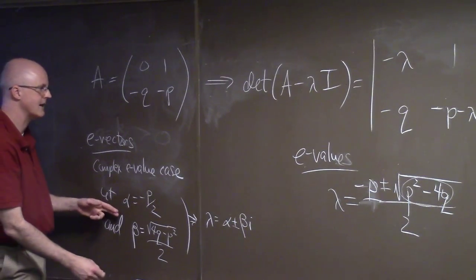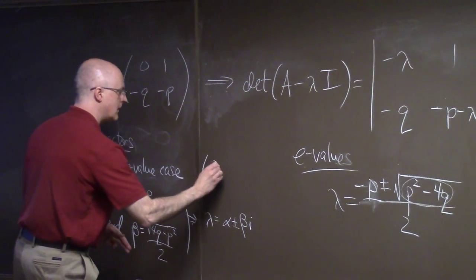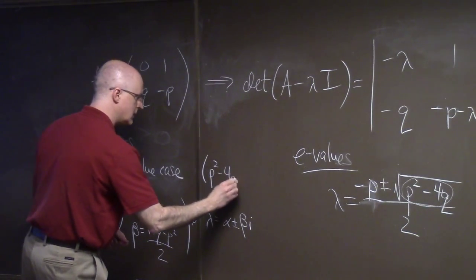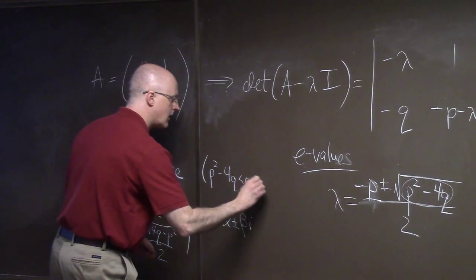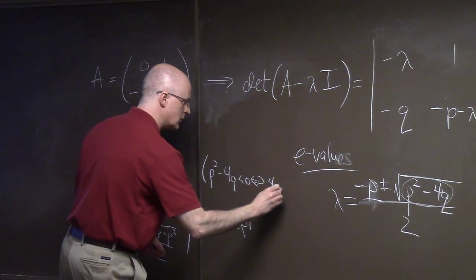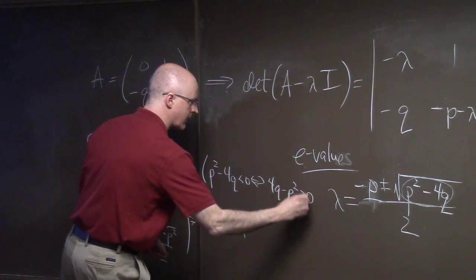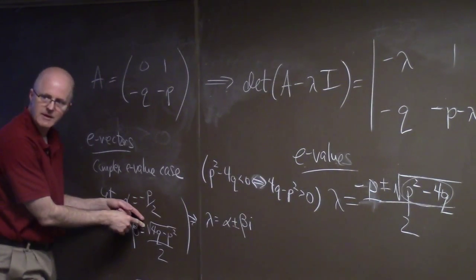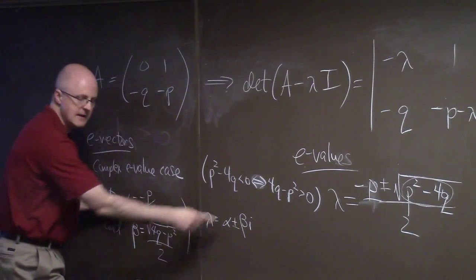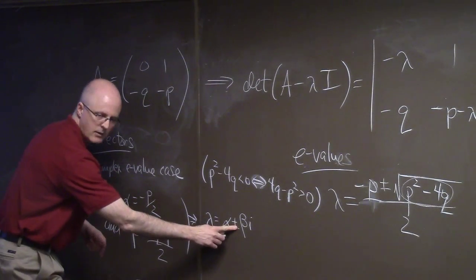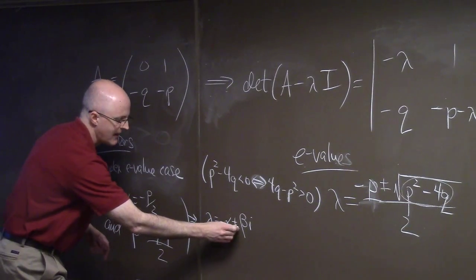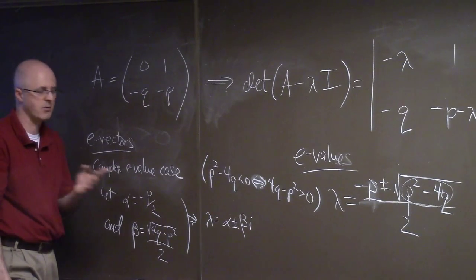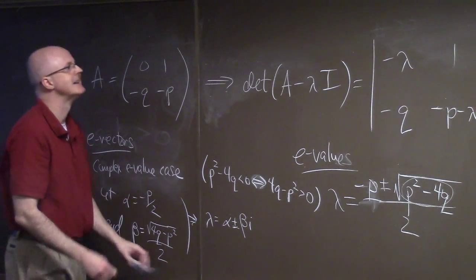In this complex eigenvalue case, again, p squared minus 4q is less than 0, which is equivalent to 4q minus p squared being greater than 0. I'm switching the order around so that beta is the imaginary part, at least the one with the plus sign. And again, we saw that you only have to worry about one of those eigenvalues. Say we worry about alpha plus beta i.